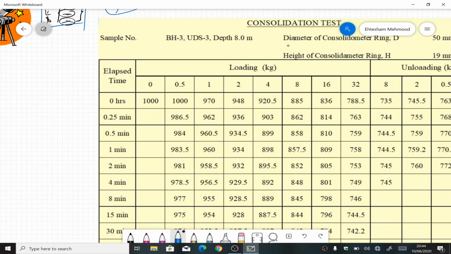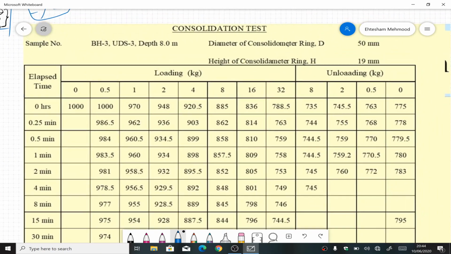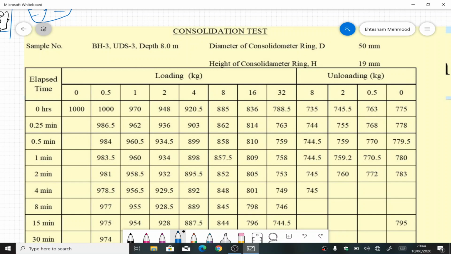So this is one particular sample that is done with the consolidation test. We will go through it. First of all we write the sample number here, let's say it was 43, but it obviously depends on the site you're working on. Then we also highlight its borehole location, and UDS means undisturbed sample, and the depth at which this specimen was obtained. This is the diameter of the consolidation ring, 50 millimeter. This is the internal diameter, that means this is also the diameter of the soil specimen.